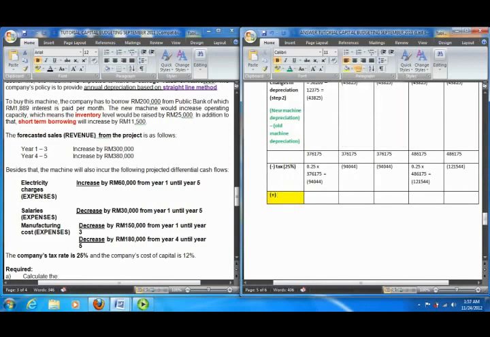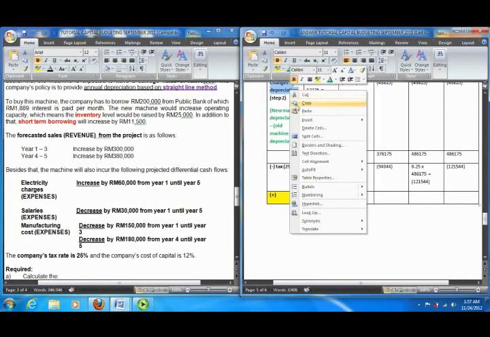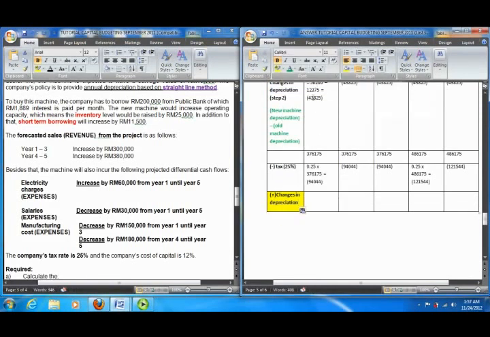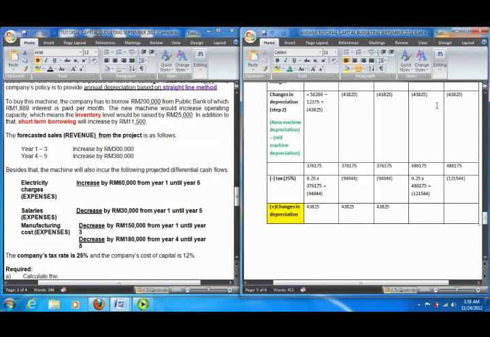Plus with what, class? Plus with the same answer as the changes in depreciation. Just now you minused it, but now you need to plus it. 43,825. How about year 4? Is it the same? Yes, it's the same.